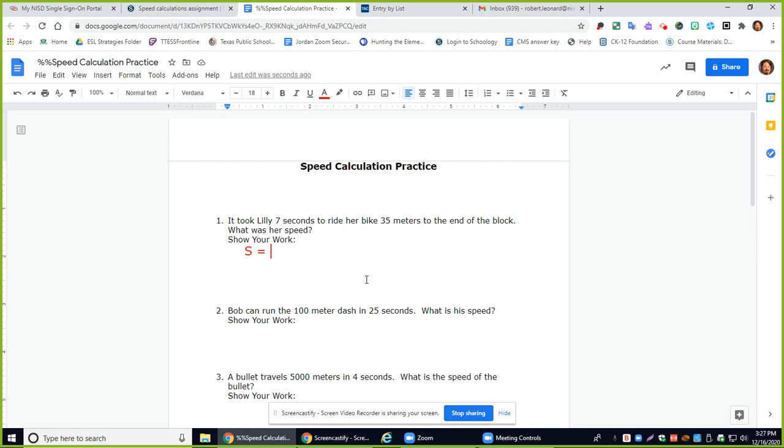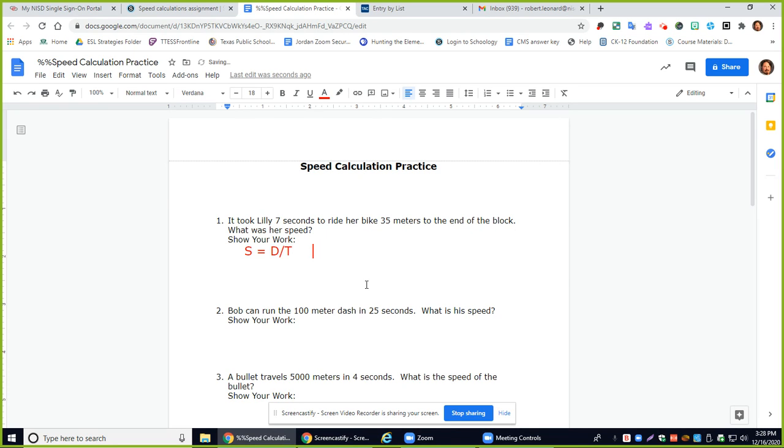All right, so it took Lily 7 seconds to ride her bike 35 meters to the end of the block. What was her speed? So what's the first thing I do? I write my formula. Speed is equal to distance divided by time.